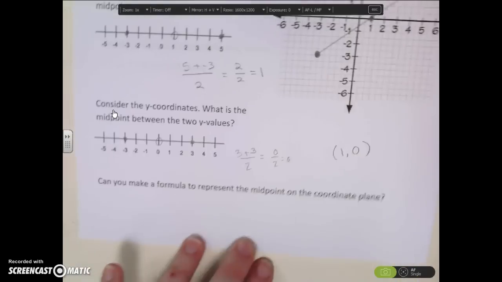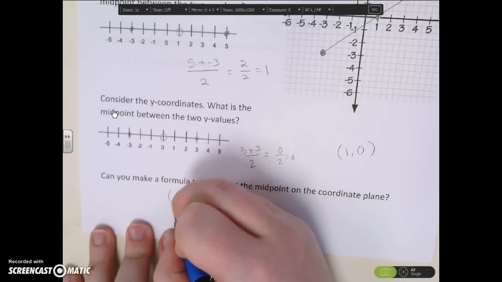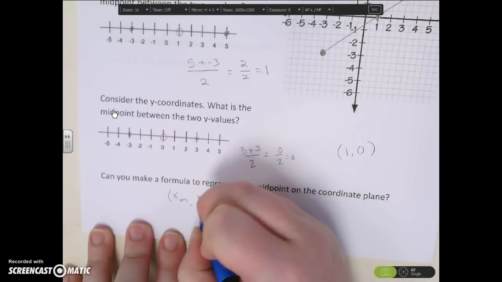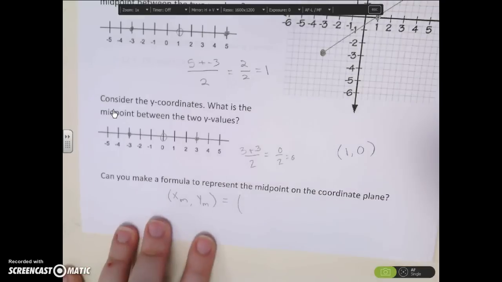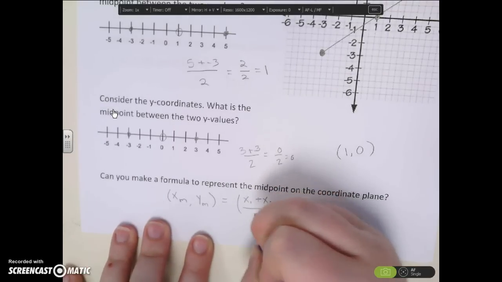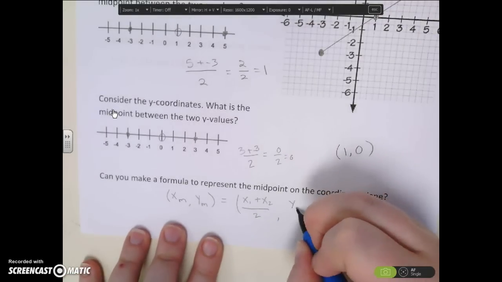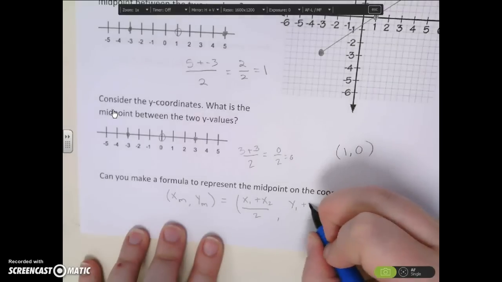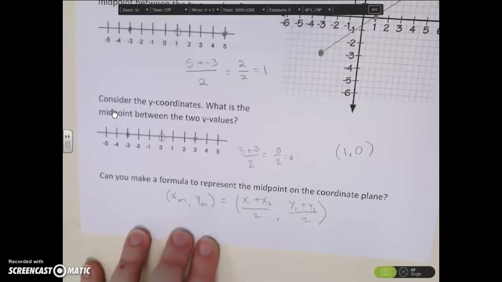So if I was going to make a formula to represent this, well, I'm going to let my midpoint be represented by xm, ym. And to find the x value, we simply added the 2 x values together and divided them by 2. And we did the same thing with the y. We took our 2 endpoints for the y values, divided them by 2. And that is my formula for the midpoint of a segment.